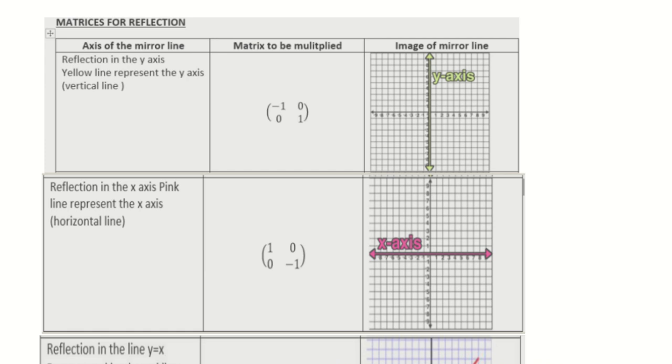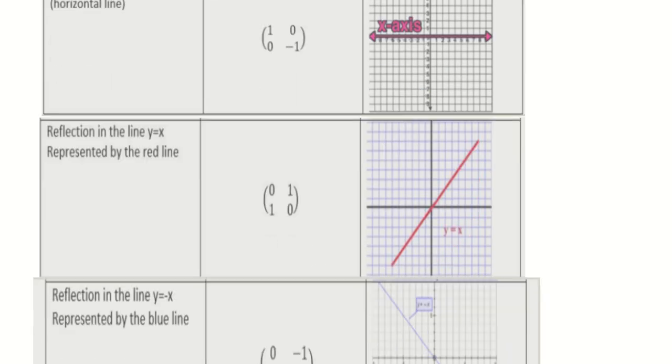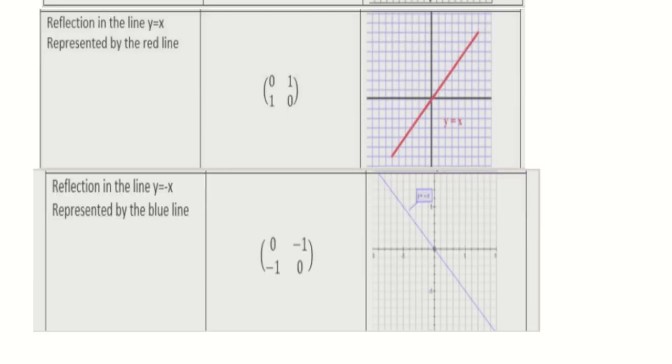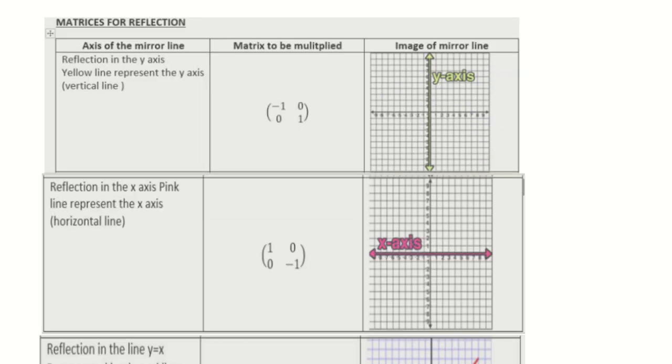If it is a reflection on the x-axis, which is denoted by the pink, it is 1, 0, 0, minus 1. A reflection on y equals x will be 0, 1, 1, 0. And if it is a reflection on y equals negative x, it's 0, negative 1, negative 1, 0. Now, if you are not good at memorizing the matrix that we have to multiply to get that image, we are going to learn the tip.